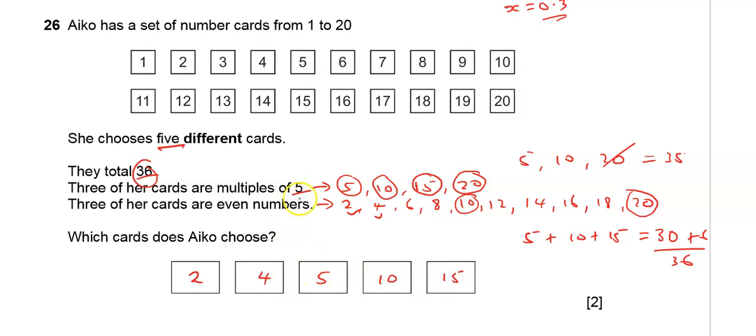So 3 cards are multiples of 5: 1, 2, 3 multiples of 5. And 3 cards are even numbers: 1, 2, 3 even numbers. So those are the cards which Aiko chose. And when you add all this, you get 36.